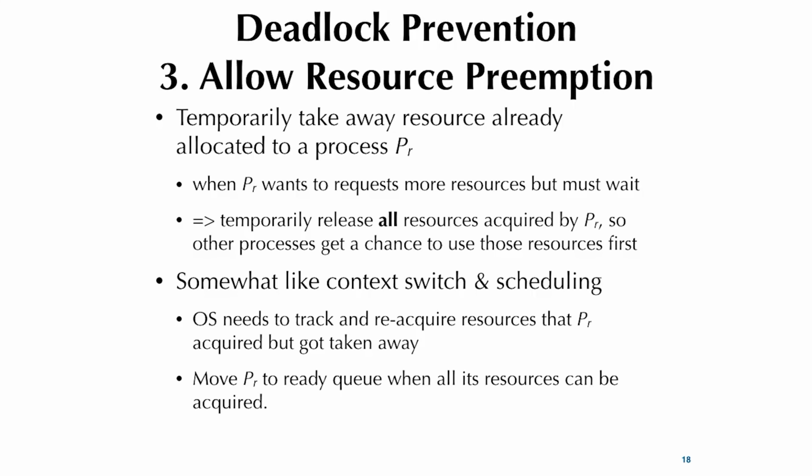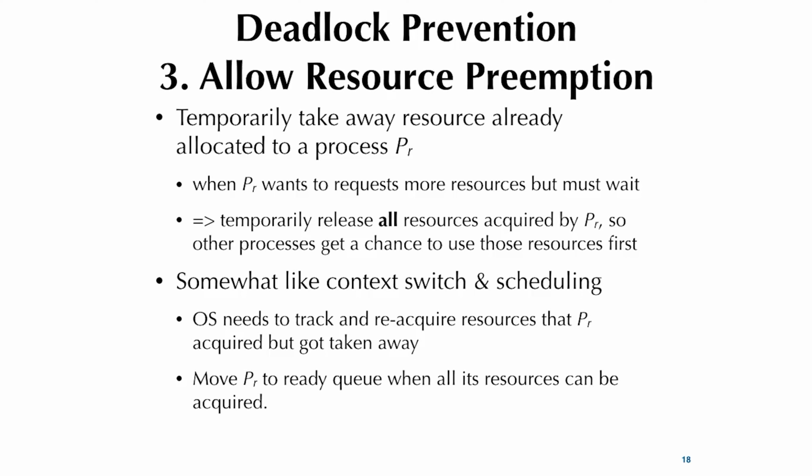Number 3, how about allow resource preemption? So I talked a little bit about this. So temporarily take away a resource already allocated to a process, PR. That means you checked out a book, but the library says, hey, somebody really needs it, or else they get deadlocked. And so you're forced to temporarily give it back, or they steal the book back from you, lend it to somebody else, and then before you know it, they put it back in your bag. Okay, that's resource preemption.